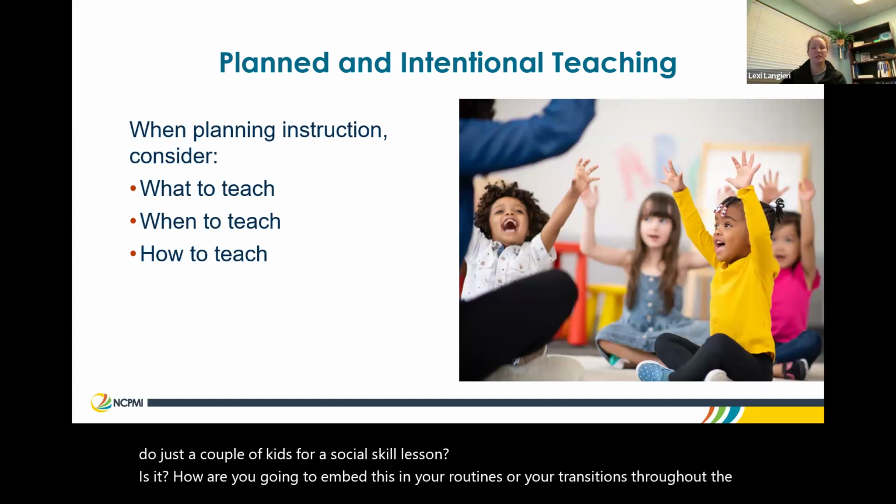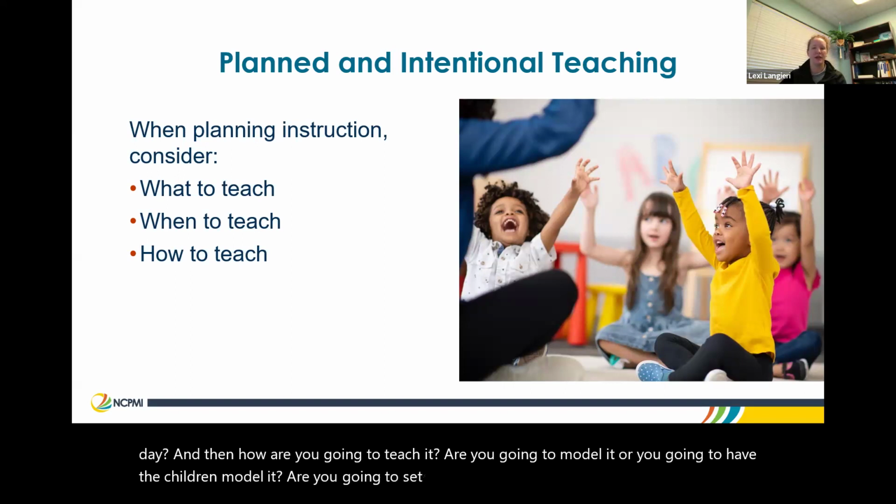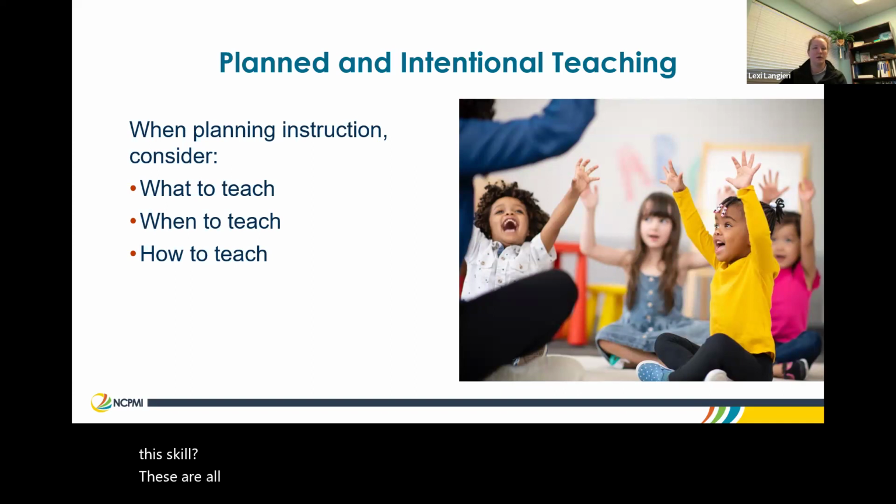And then how are you going to teach it? Are you going to model it? Are you going to have the children model it? Are you going to set up opportunities to practice with different materials? How are you going to provide feedback to encourage them to continue to practice this skill? These are all things we really want to think about with planned and intentional teaching.